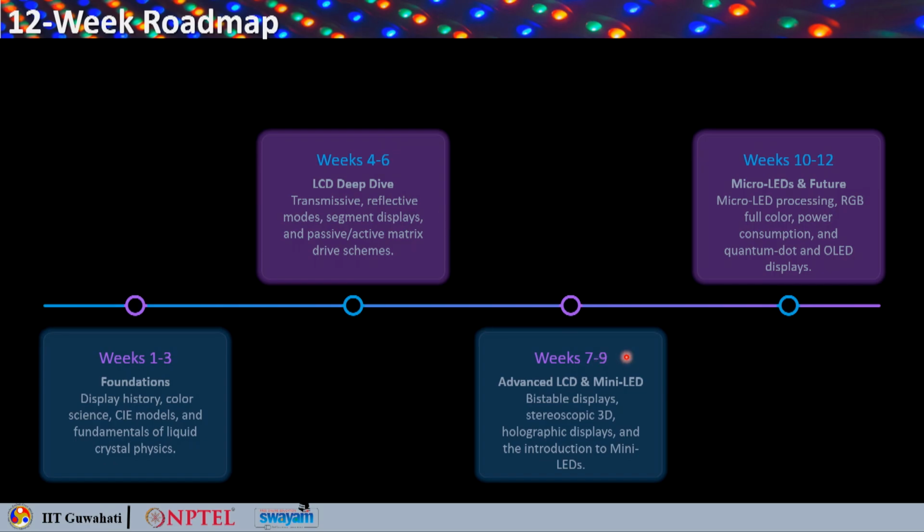Then weeks 7 to 9 will mainly focus on advanced LCDs and mini LEDs. There we'll discuss bistable displays, stereoscopic 3D, holographic displays and then we move on to mini LEDs. In weeks 10 to 12, we'll look into micro LEDs and the future. There we will focus on micro LED processing, RGB full color spectrum, power consumption and quantum dot and OLED displays.